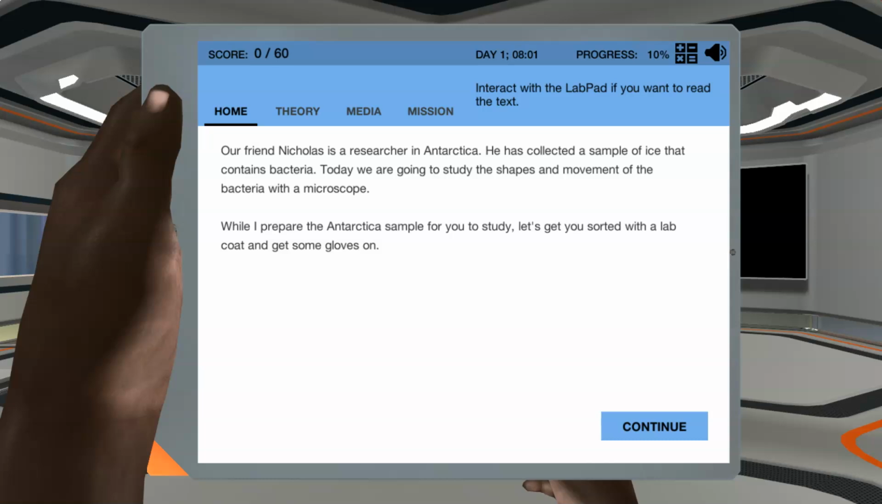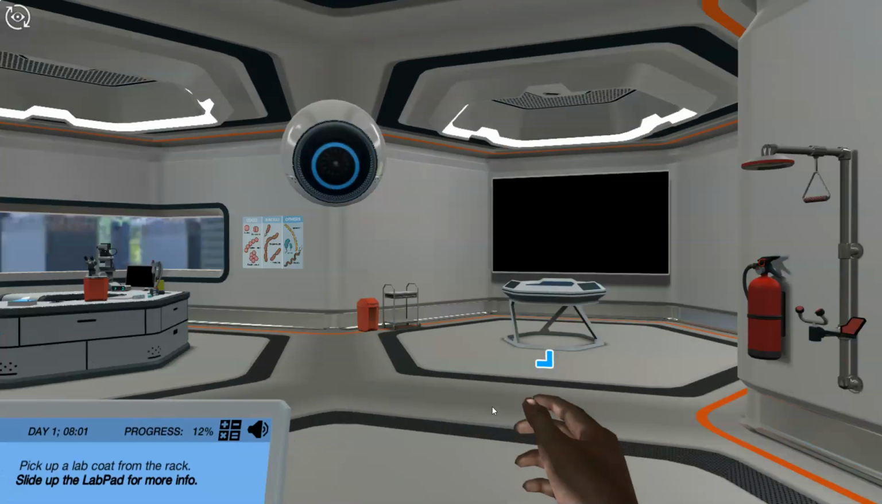Our friend Nicholas is a researcher in Antarctica. He has collected a sample of ice that contains bacteria. Today we are going to study the shapes and movement of the bacteria with a microscope. While I prepare the Antarctica sample for you to study, let's get you sorted with a lab coat and get some gloves on. Pick up a lab coat from the rack.